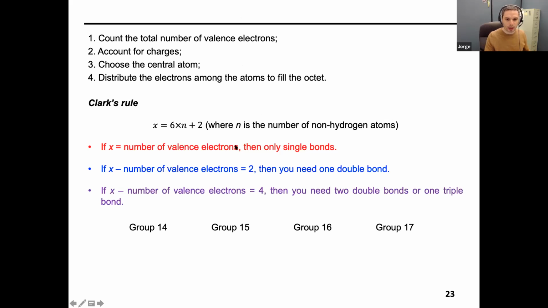Okay, so let me show you something really quick that might help you decide how many bonds an atom can make. So remember that hydrogen will always make one single bond to fill the duet, and that's the capacity of hydrogen, so we don't need to cover that. And let's shift our attention to elements from group 14, 15, 16, and 17. For that, I will switch to my other screen here.